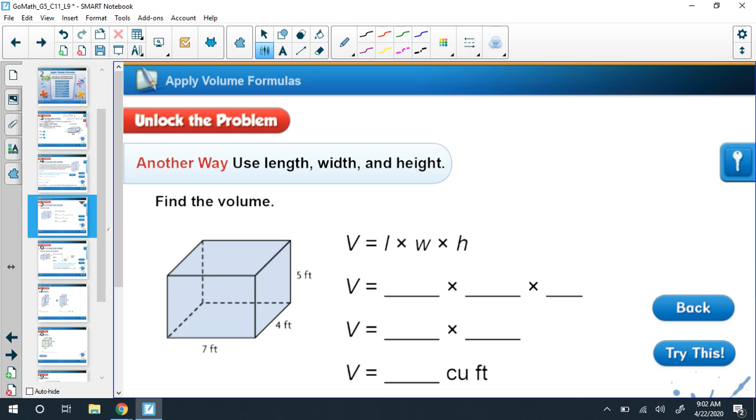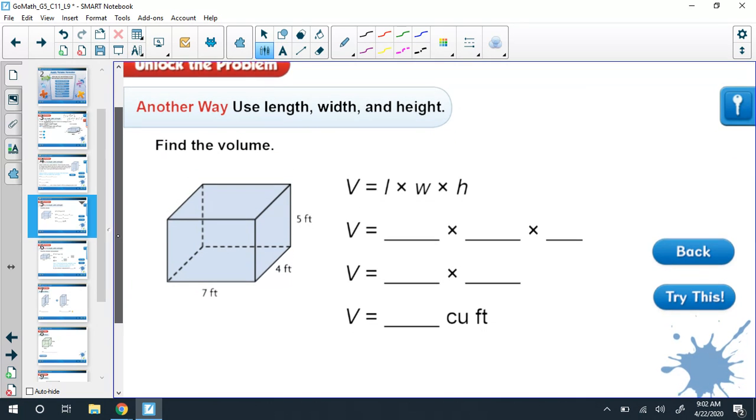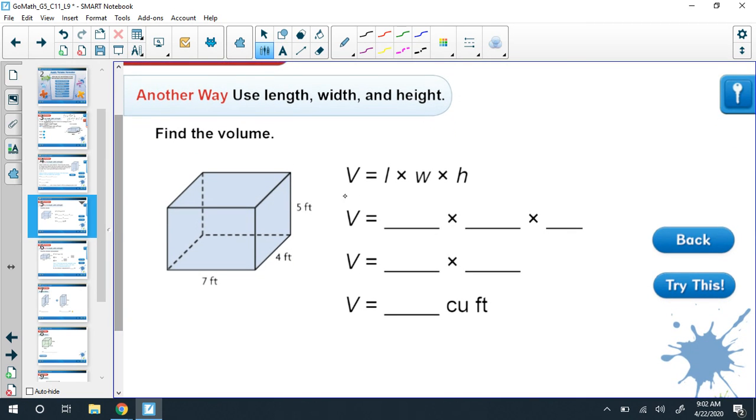All right, here is another one. Again, we have our formula for volume right here at the top. We just need to make sure we get all 3 dimensions. So from side to side, that is 7. Front to back is 4. Top to bottom is 5. So our length, width, and height are 7, 4, and 5.